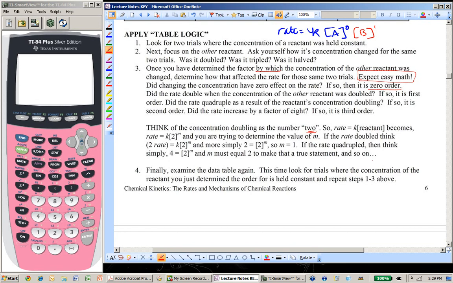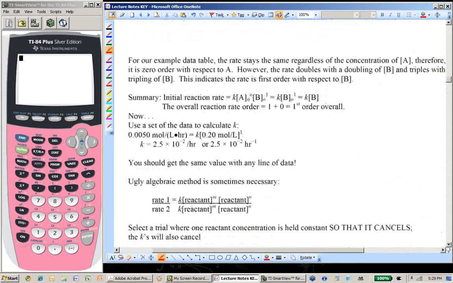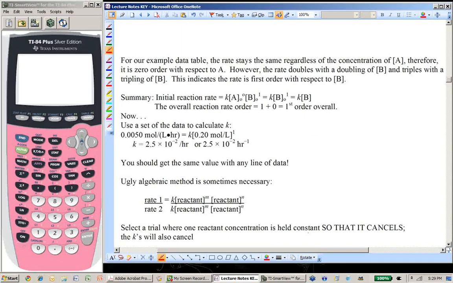So finally, we want to examine the data table again, and this time do the opposite. This time, look for a trial where the concentration of the reactant you just determined the order for is held constant, and then just repeat those 3 steps above. For our example data, the rate stays the same regardless of the concentration of A, therefore we determined it was 0 order. However, the rate doubles with a doubling of B, it triples with a tripling of B, and that indicates that the exponent on B is first order. So again, the 1 is optional. You can see in this text it wasn't printed there, but the fact you wrote it down means you had 1.